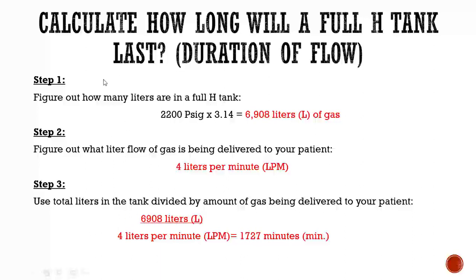Okay. So again, circling back, figure out how many liters are in a full H tank. We did this on the previous slide. We took that 2200 full tank times the 3.14, which gave us the 6,908 liters. The next thing we have to do is figure out what liter flow of gas is being delivered to your patient, right? So let's say, for example, in this scenario, it's 4 liters per minute. You then take your 6,900 liters, which is how much gas you have in your H tank, and divide it by the 4 liters per minute that is getting delivered to your patient. This gives you 1,727 minutes. Okay, so that takes you to this portion of the problem.